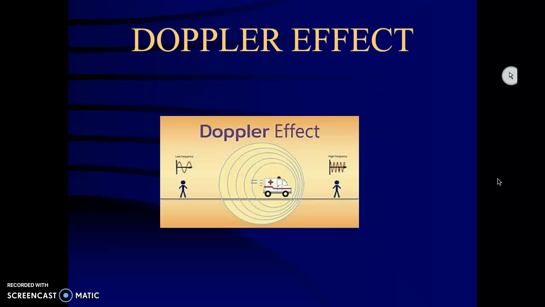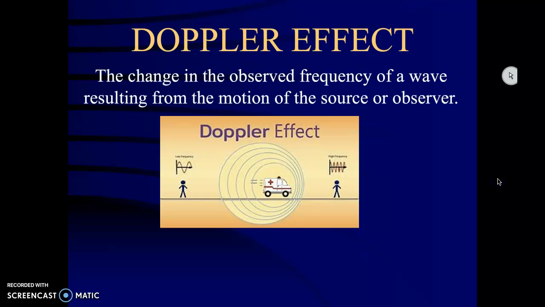What is the Doppler effect? The Doppler effect is a change in the observed frequency of a wave that results from movement of either the source of the sound or light, or of the person observing the sound or light. And again, the Doppler effect can occur in both sound waves and light waves. And I'll be talking about both of those as we move through here.